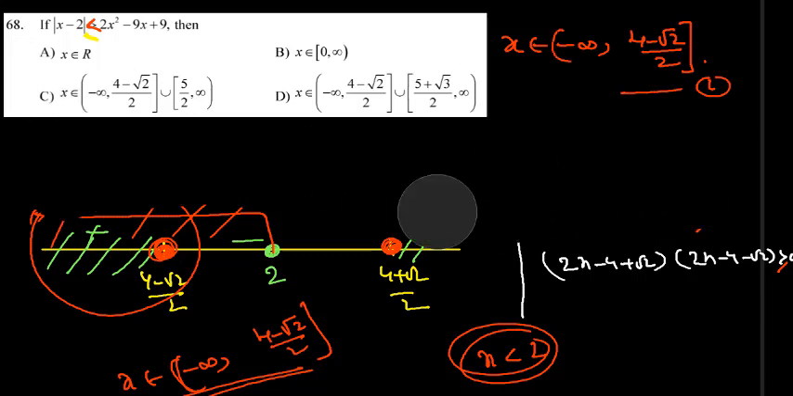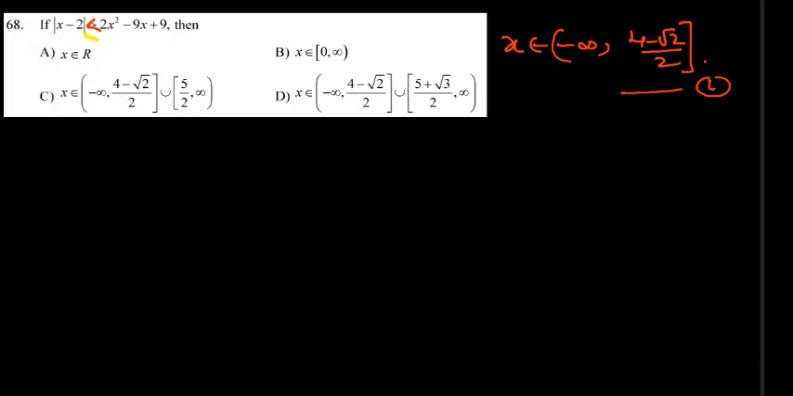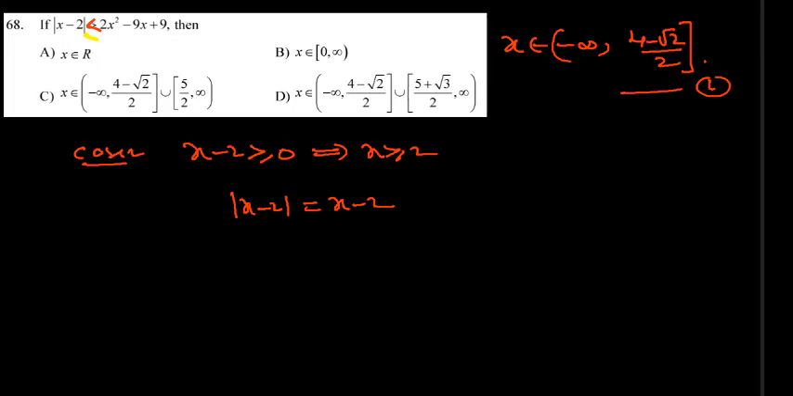From the second case, x greater than or equal to 2. Next, case 2: x minus 2 is greater than or equal to 0, which implies x greater than or equal to 2. In this case, mod of x minus 2 becomes x minus 2. So the inequality becomes x minus 2 is less than or equal to 2x square minus 9x plus 9.